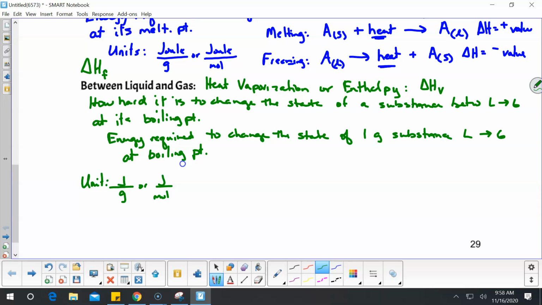Now, if we change something to a vapor, my equation would be, I would start out as substance A, that is a liquid. I have to add heat to it, and then it would become substance A as a gas. I'm adding heat to it. My change in H for vaporization is going to equal a positive value.